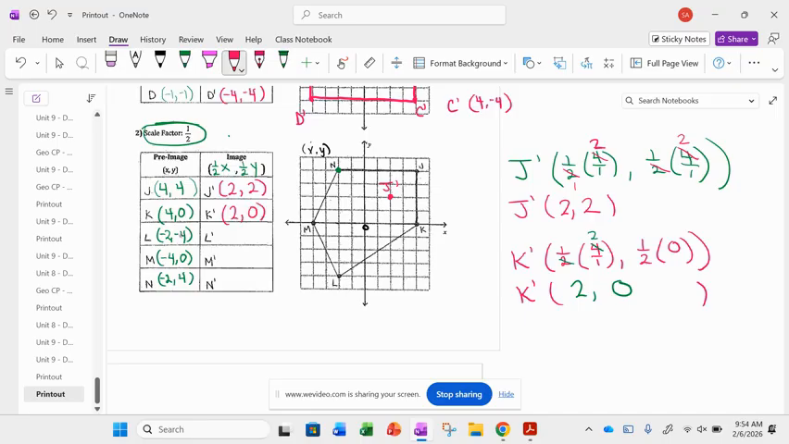I want you guys to find L, M, and N all by yourself. So L prime, M prime, and N prime.